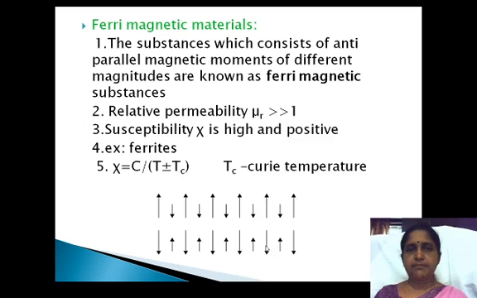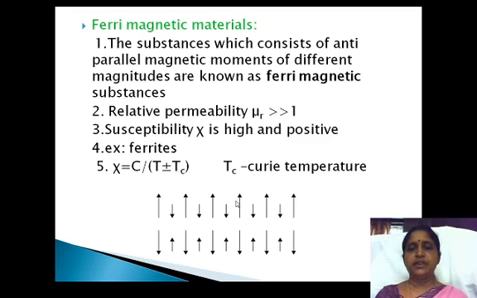See in this diagram. In ferrimagnetic materials, the magnetic moments are aligned anti-parallel, with different moment magnitudes. This type of magnetic material is called ferrimagnetic material. Relative permeability mu r is much greater than 1. Susceptibility chi is high and positive. Example: ferrites, chi is equal to C by T plus or minus Tc, where Tc is the Curie temperature.